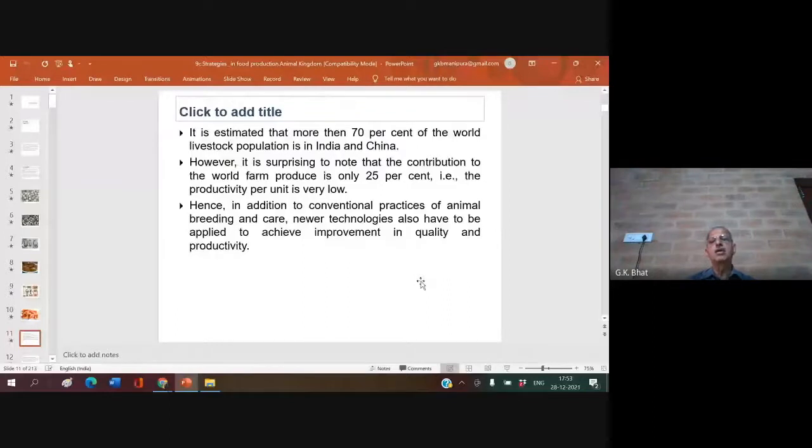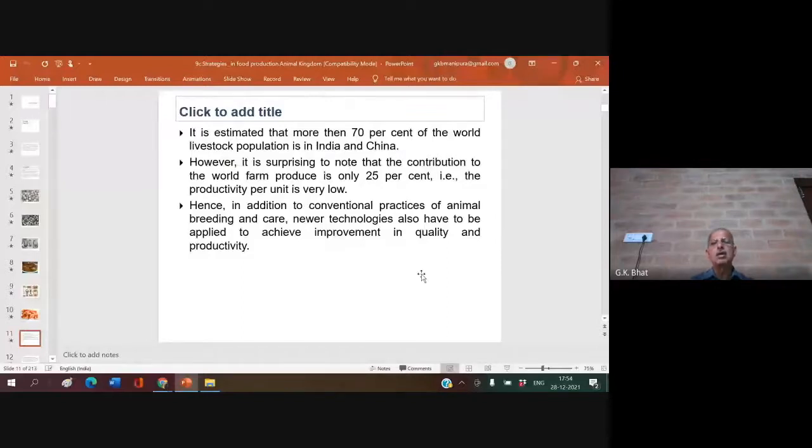It is estimated that more than 70% of the world's livestock population is in India and China. So China and India are great not only with the human population; we are also great with regard to livestock population. However, it is surprising to know that the contribution to world farm produce is only 25%. That is, the productivity per unit is very low. In spite of having more than 70% of the world's livestock population, our production by this livestock is less than 25%. That means, for namesake, we have livestock, these animals: cattle, buffalo, pig, camel, etc. But what we get from these is very, very low.